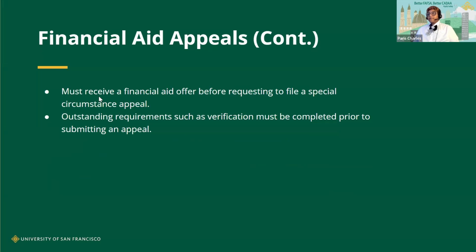So continuing, in order to request an appeal, a student must receive a financial aid offer first. Before you're able to request an appeal, you do have to be offered financial aid in order to appeal it. Outstanding requirements such as verification are required to be completed before submitting an appeal and before an appeal can be processed.